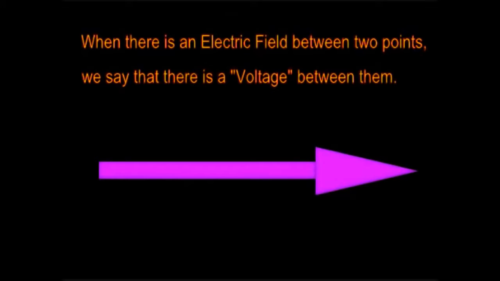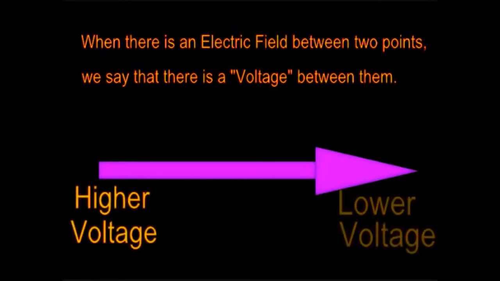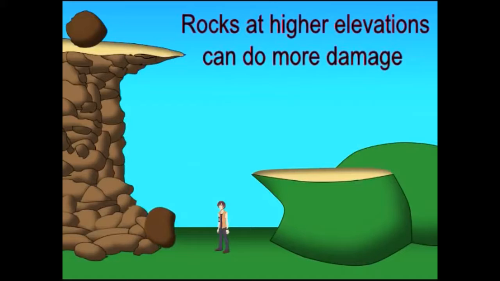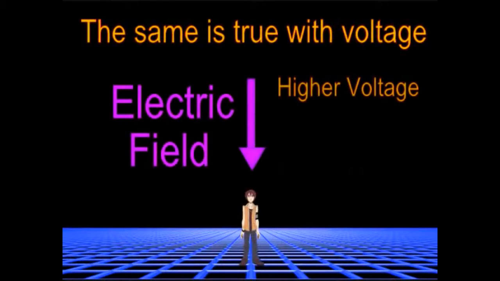When there is an electric field between 2 points, we say that there is a voltage between them. Voltage can be thought of as the height of a mountain. Rocks at higher elevations can do more damage. The same is true with voltage.